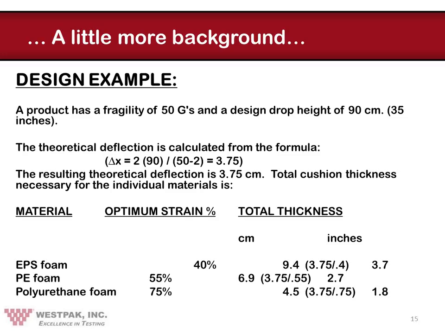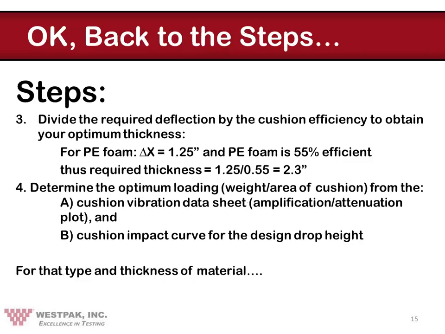If you're using a polyurethane foam, you see it's much more efficient. You're only going to need about 4.5 centimeters, or about 1 3/4 inches or so. So that's how you determine the thickness of the cushion. Step 3 is to again divide that required deflection by the cushion efficiency to obtain your total thickness. We just went through that example.